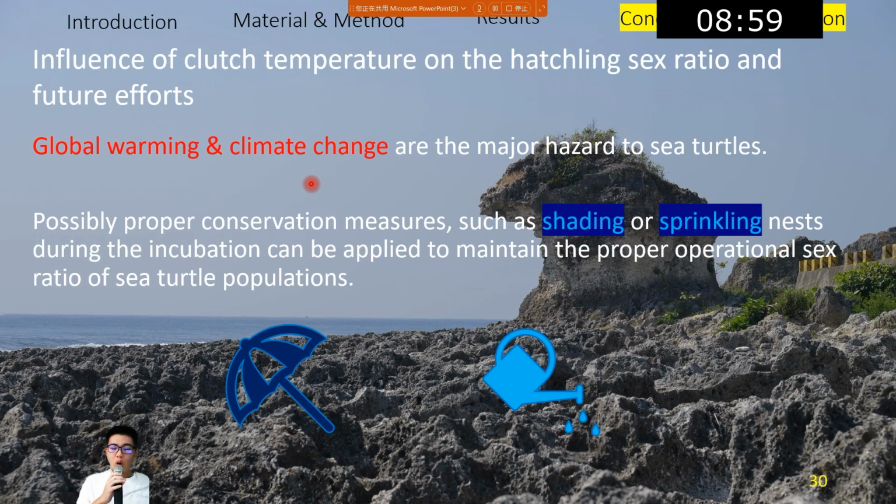So, global warming and climate change are the major hazards to the sea turtles. Possibly protection for their nest. Maybe we can put an umbrella near the nest so we can cool down the temperature to make more males, or sprinkle some water on the surface of the nest, hoping to cool down the inside temperature so we can produce more and more males instead of just females. Otherwise it will lead to functional extinction, which means all of them are females or all of them are males.